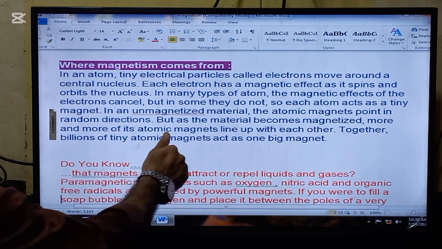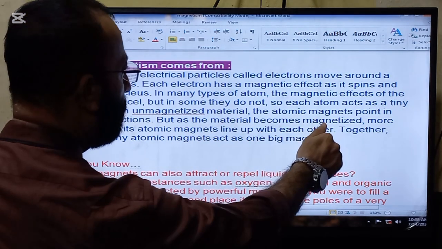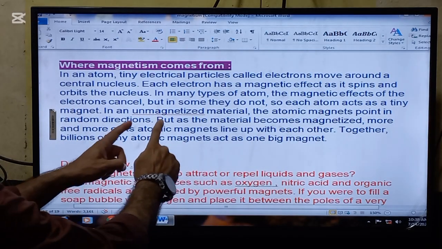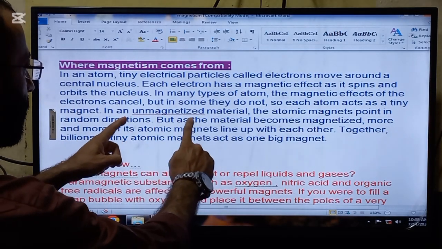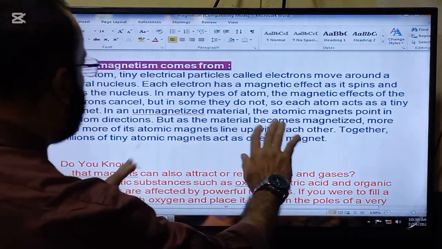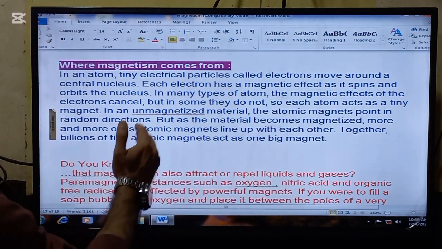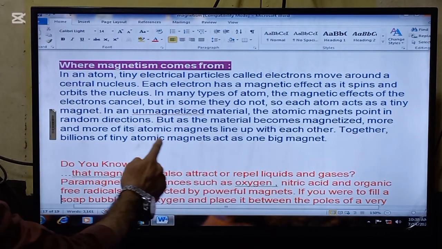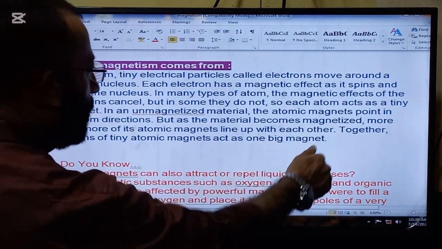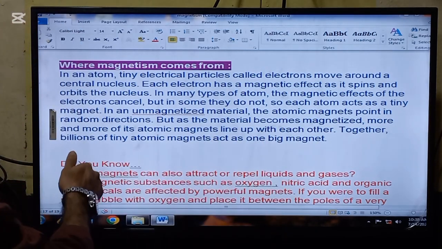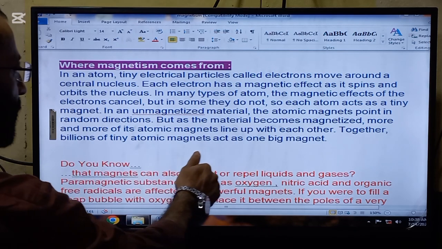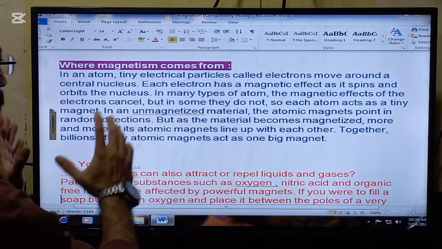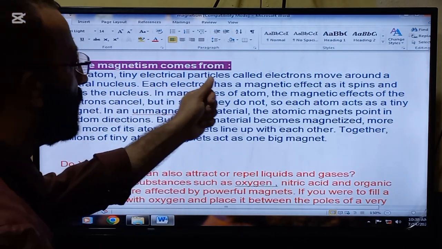In an unmagnetized material, the atomic magnets point in random directions. So when the material is unmagnetized, the atomic magnets will point in random directions. But as the material becomes magnetized, more and more of its atomic magnets line up with each other. Together, billions of tiny atomic magnets act as one big magnet. So this is where magnetism comes from.